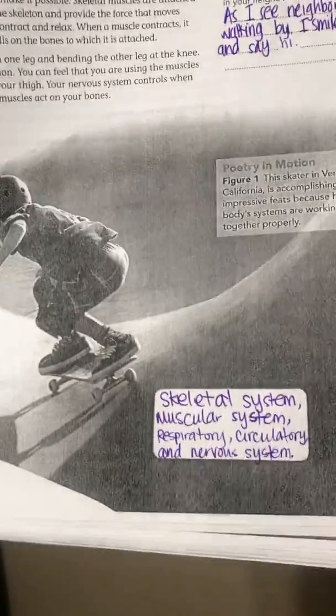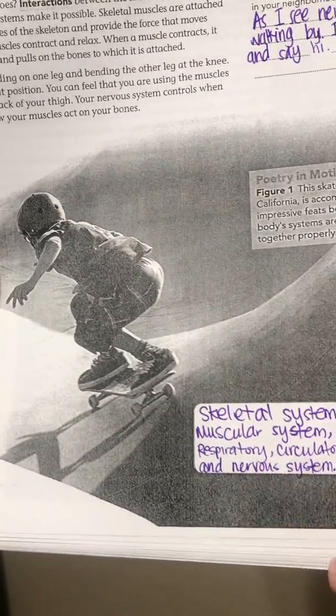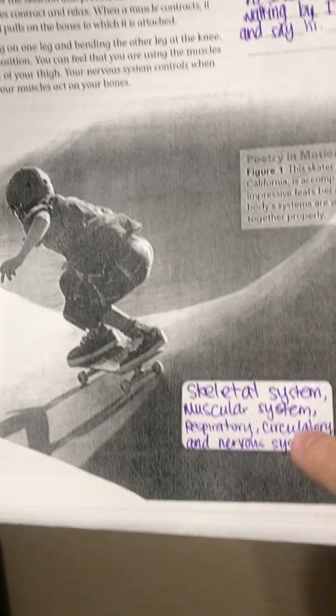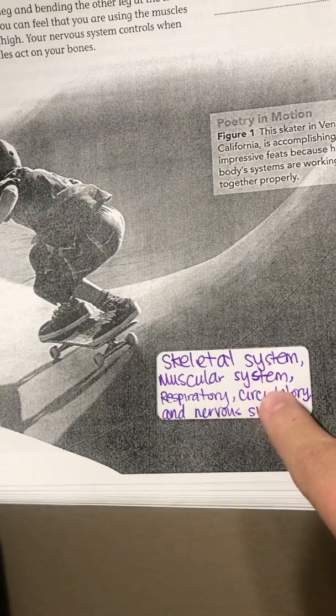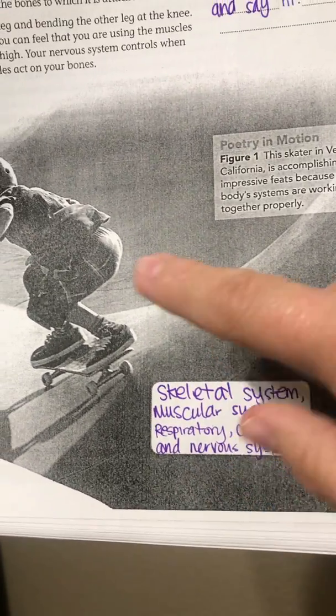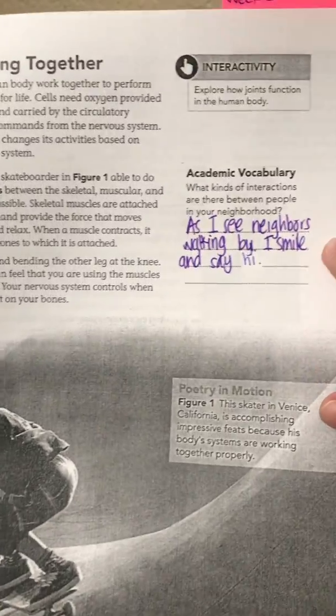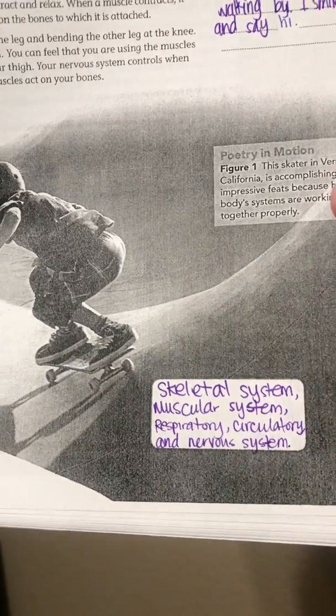Okay, and if we look here, it had said what systems are working together so you could skateboard. So skeletal system, muscular system, respiratory, circulatory, and nervous system. So those all had to work together so you could skateboard. And then here, and if you were missing anything at all, go ahead and add it to your answer.